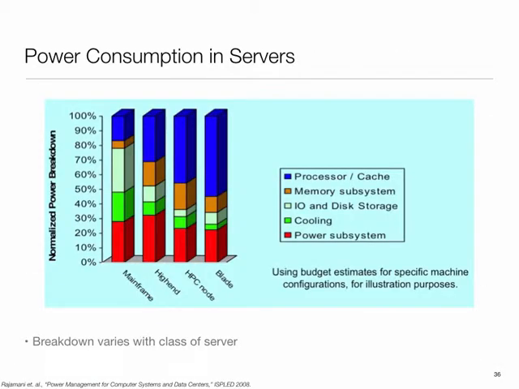If you look at servers, depending upon mainframe versus blade, you see a different split between how much goes into the processor and how much goes into memory, but the power subsystem also consumes a significant amount. Roughly 30% of the power is going into the power supply itself here.